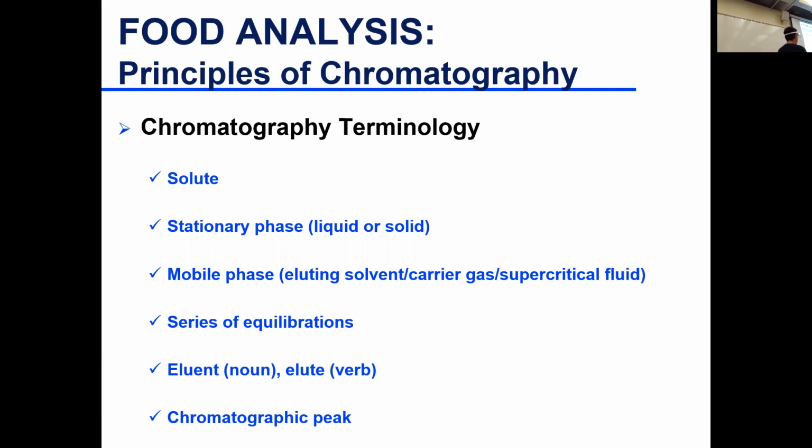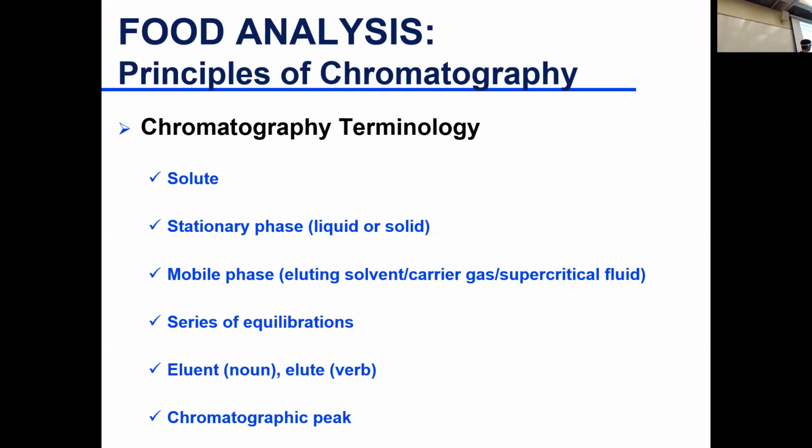Analyte means the compound that you're analyzing. Stationary phase, the phase that doesn't move. It can be liquid, it can be solid. Mobile phase is the phase that is moving. It's also called eluting solvent because it's the solvent that carries the solute and dilutes them, make them leave the system. Or it can be a carrier gas in terms of gas chromatography. Or it can be a supercritical fluid in case of supercritical fluid chromatography.